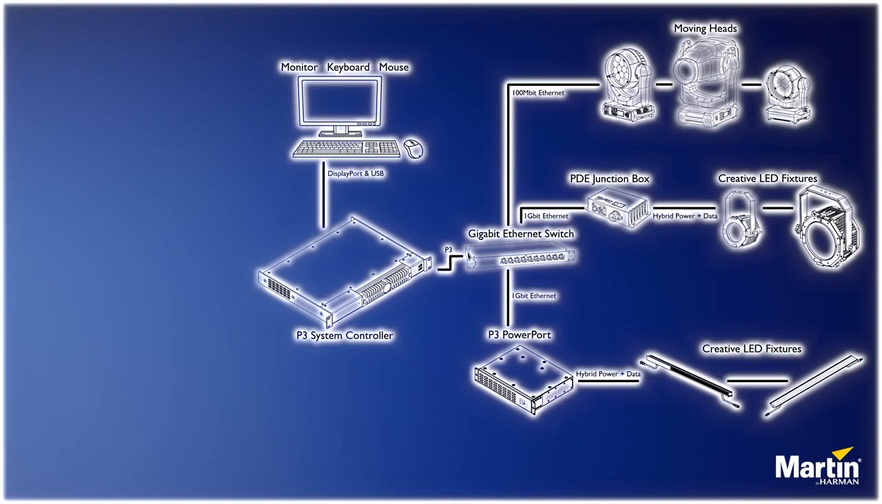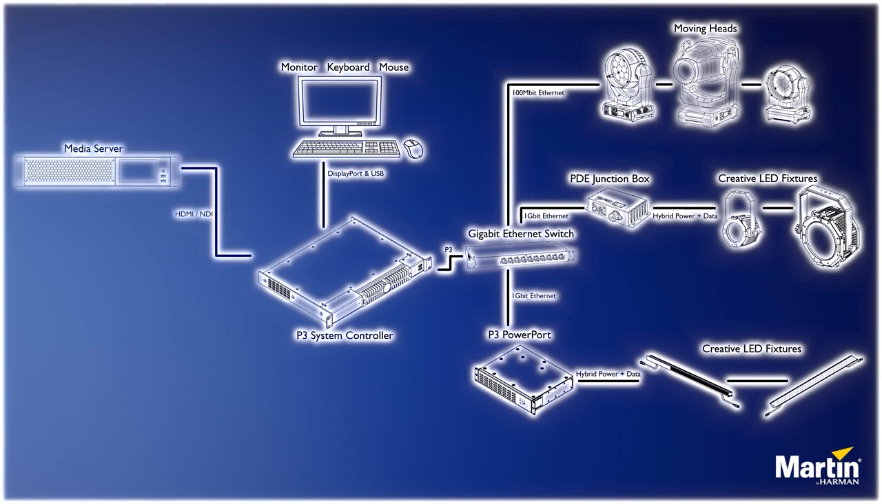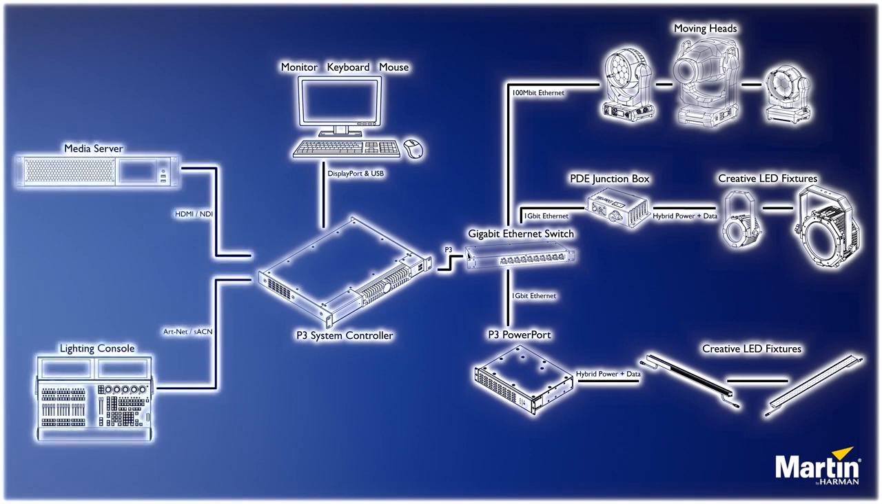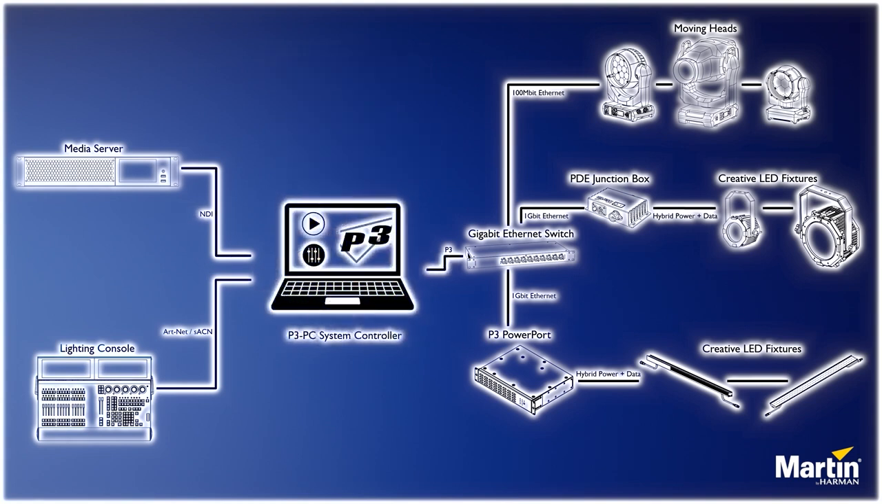The P3 system controller connects to all P3 enabled fixtures via a network using the P3 protocol. You then feed video into the P3 system controller using HDMI or NDI. Or you feed data from a lighting console using ArtNet or streaming ACN. Or you connect both at the same time, as that will enable you to crossfade between video and console information on a cue-by-cue basis. For smaller applications, a computer running the P3 PC software is a good alternative to the bigger P3 rack mount units.